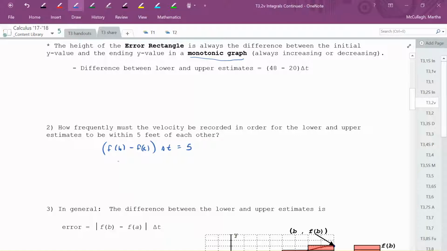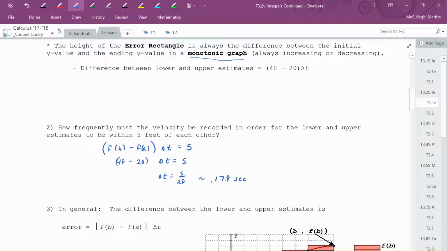Well, my f(b) is 48, my f(a) is 20. I'm multiplying that by delta t to give me 5. So delta t must equal 5 over this 28, or approximately 0.179 seconds. So the increment, the width of the increment, how often, is 0.179.